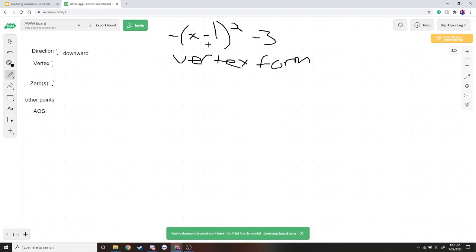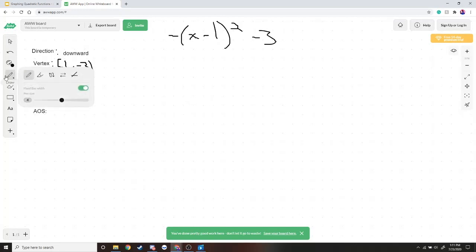So to find the vertex, we're going to have to set this parenthesis equal to 0. Or in other words, find out what makes the inside of the parenthesis equal to 0. So you can see that if this is -1, to make this 0, we need to add 1. So that means that x should be 1. This means our x value for the vertex is 1. And k right here, -3, is our y value. Meaning our vertex is at 1, -3.